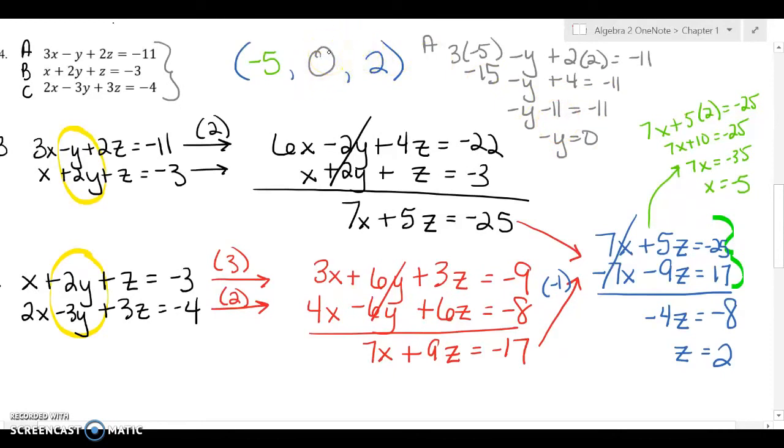So these are definitely tricky, but they're things that you could do, especially if you practice. Okay, remember your first step is to combine two equations to eliminate one variable, then do that process again with two different equations to eliminate the same variable.